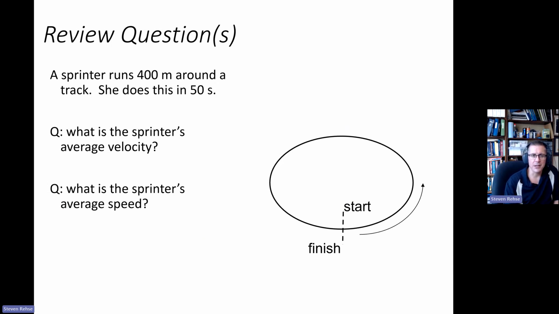You guys have now been in my class long enough to know that average velocity and average speed are not the same thing. But it's okay. You know how to solve for both of those. Let's try to do the average velocity first. Average velocity is usually written v bar, right? That's the average velocity.